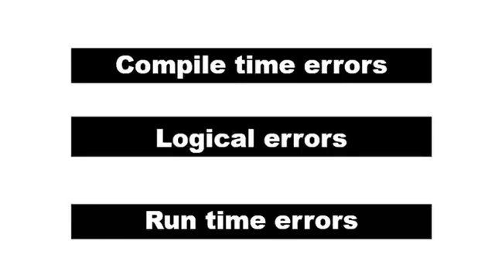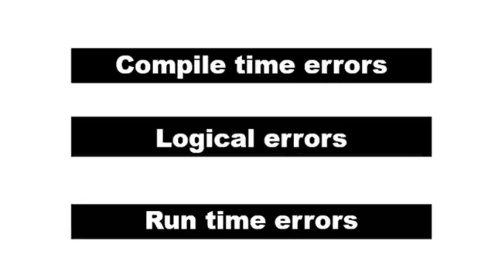In today's video, we are going to learn about exception handling in Python. Exception handling is handling one type of error, that is nothing but runtime errors. But before that, let us know about the different types of errors in any programming language. There are three types of errors in any programming language.